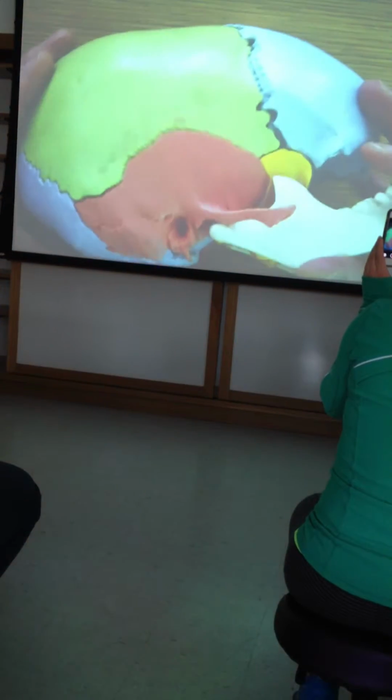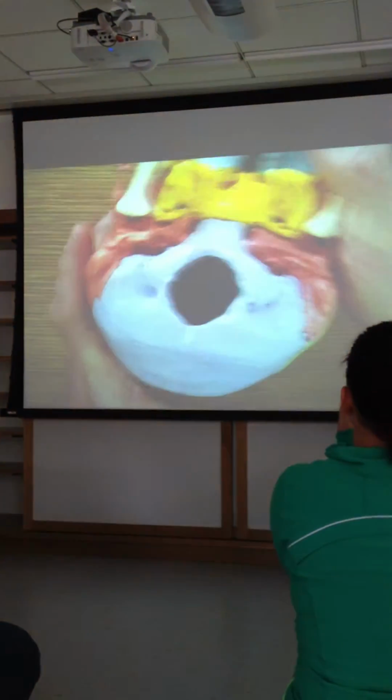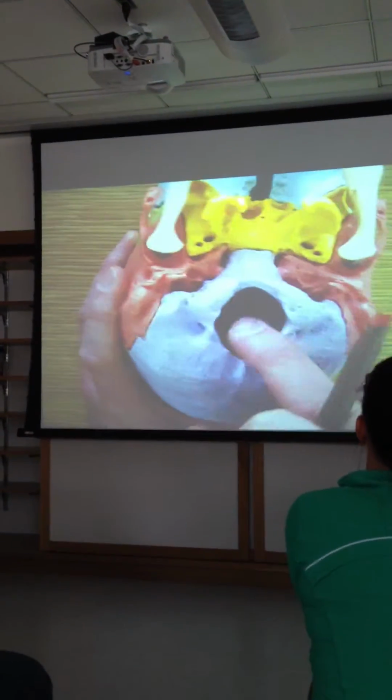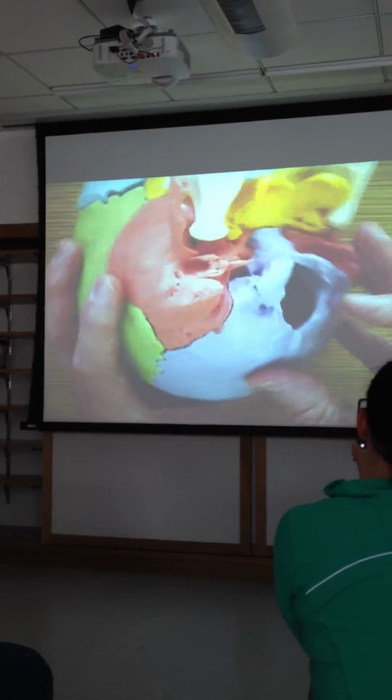All right, let me go inside on some of this stuff here. Let's see what else I can show you. Oh, actually, wait a second. Something else I want to show you on the underside. Okay. What's this? Whoops. What's this hole? Yeah, the foramen magnum. Okay.